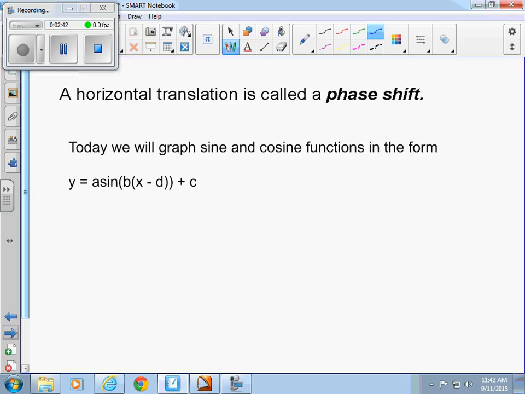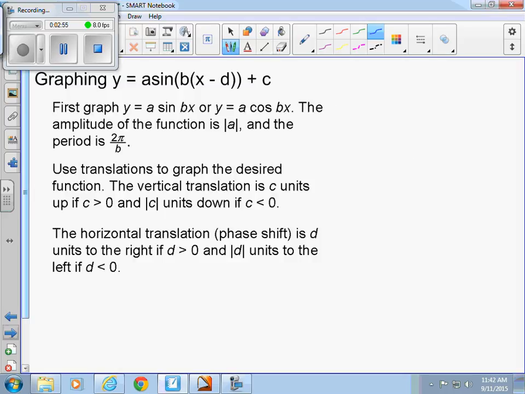What do you think the C does? Moves it up and down. And what do you think the D does? Left and right. And what's weird about the D? It's opposite of the way you would think it would move, just like Algebra 2. Okay, so to graph something in that form, the first thing we're going to do is find the period and amplitude. Always. The second thing we're going to do is use translation, left and right, up and down, to move the graph. I would do the horizontal translation first and then the vertical one.